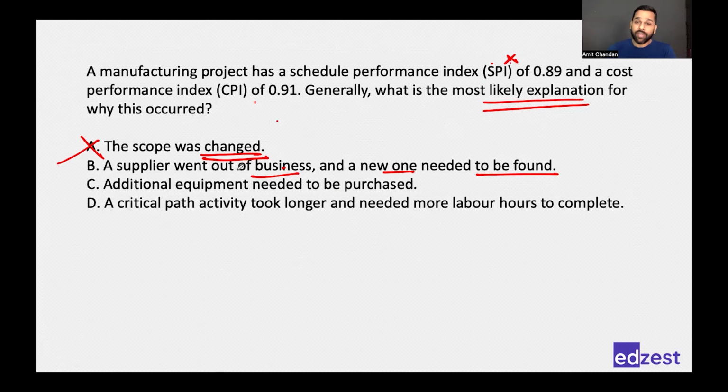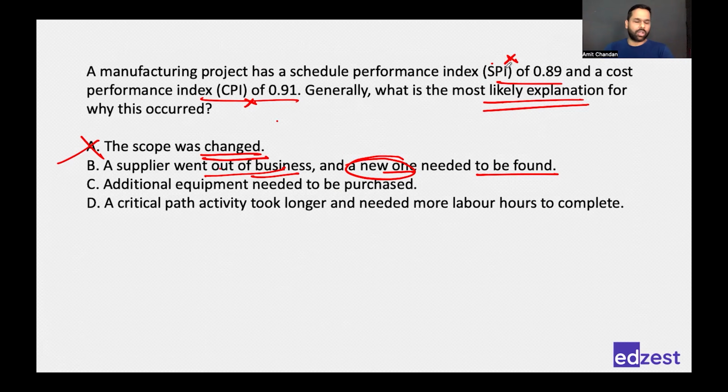Right? If I'm finding somebody, I'm spending time, which means I'm also spending money. So my cost will get impacted. So this is a likely explanation of why my SPI or CPI will get impacted. But again, we have to be critical. Okay, so how do we know that the new one was more costlier or less costly?